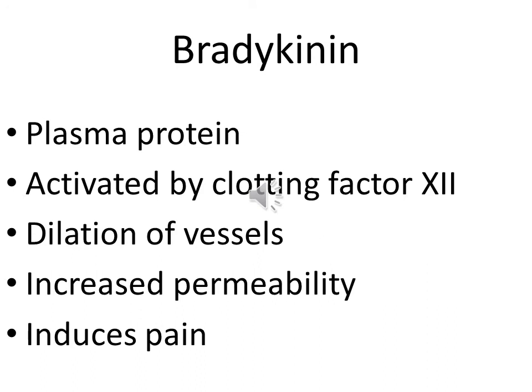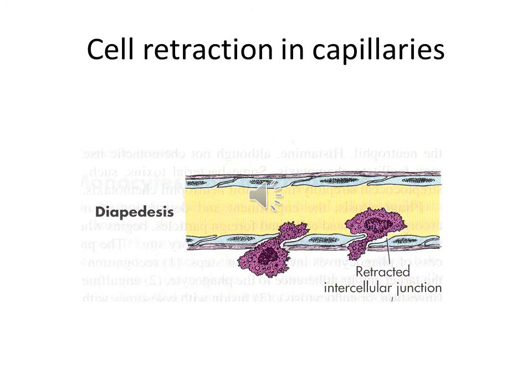Bradykinin is part of a group of plasma proteins known as kinins. Their primary role is to activate and assist inflammatory cells. Bradykinin is activated by clotting factor 12. It causes dilation of blood vessels, acts with prostaglandins to increase pain, increases the permeability of the blood vessels, and increases leukocyte chemotaxis. Bradykinin also increases permeability by causing retraction of the endothelial cells in the walls of the capillaries. As a result of the effects of bradykinin, the endothelial cells have retracted, and we see diapedesis or transmigration occurring.